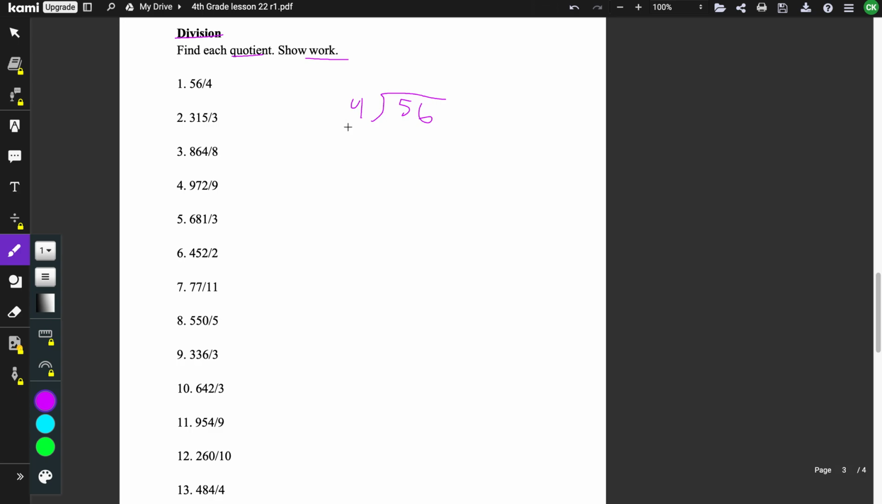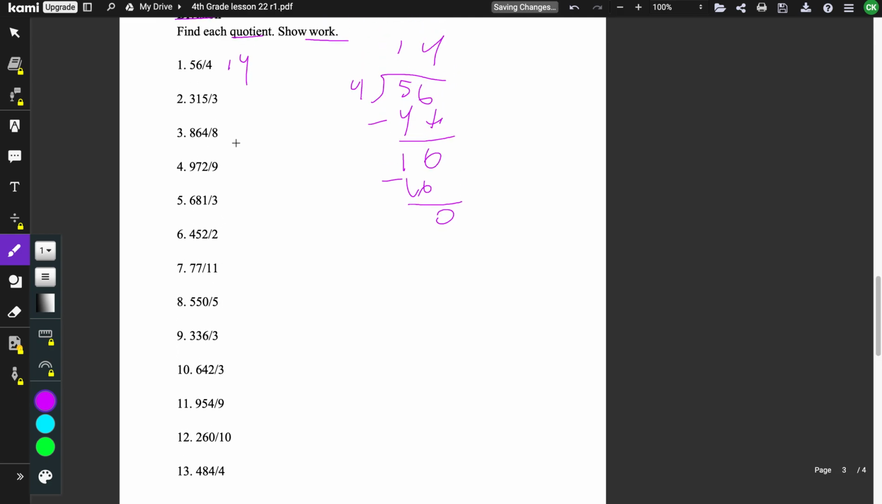Alright, so how many times does 4 go into 5? Once, right? And then what's 5 minus 4? 1, and then bring down the 6. How many times does 4 go into 16? 4 times. So yeah, our answer for number 1 is 14. We're going to skip some because I know these are pretty simple. We're going to actually jump down to 6.